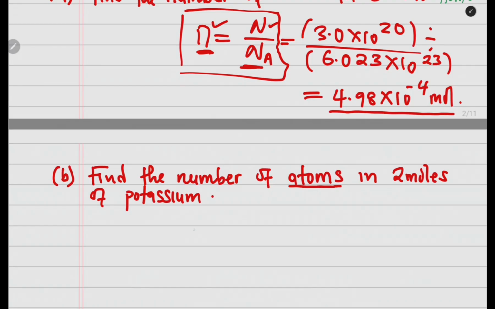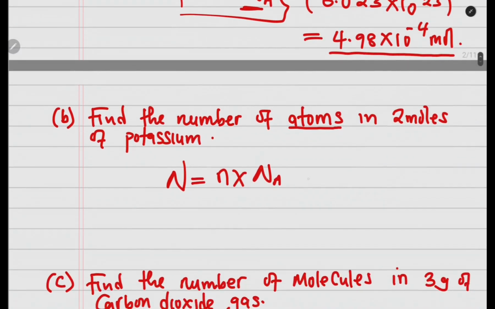So what are you going to do? You make N, which is number of particles, the subject, and you're going to have number of moles multiplied by the Avogadro's constant. So in this case, you just replace number of moles. What is the number of moles? 2 moles. Multiplied by the constant, 6.023 multiplied by 10 to the power 23, that is the atoms per mole. So mol and mol cancel, then it's just the same as 2 multiplied by 6.023 multiplied by 10 to the power 23.